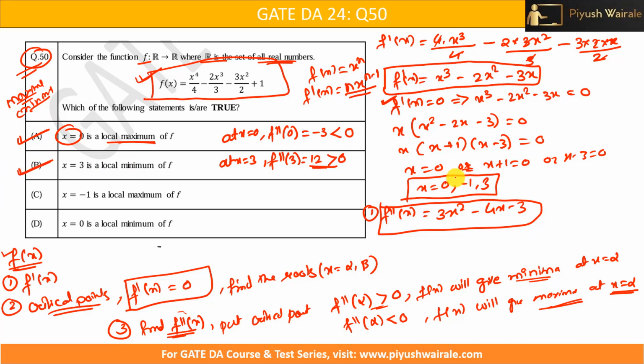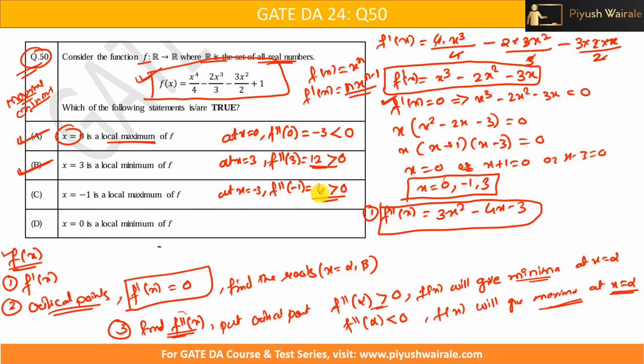Now we are left with minus 1. Let's check for minus 1. So what's the value of f double dash of minus 1 here? 3 into minus 1 whole square will be 1. So 3 minus 4 into minus 1 will be plus 4. So 3 plus 4 is 7. 7 minus 3 is what? 4, which is greater than 0.